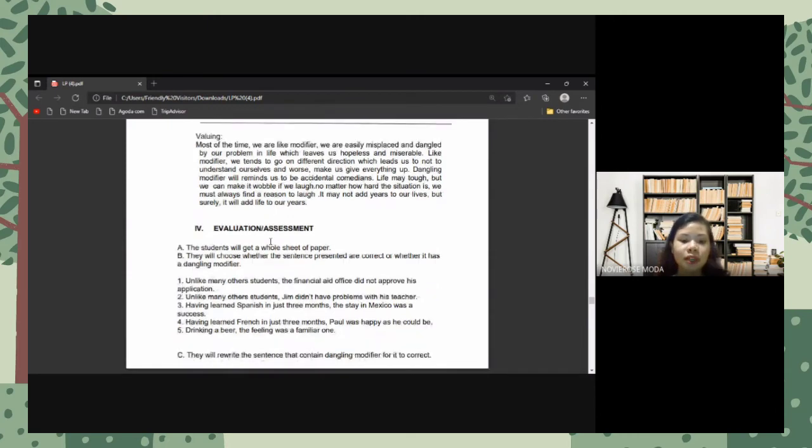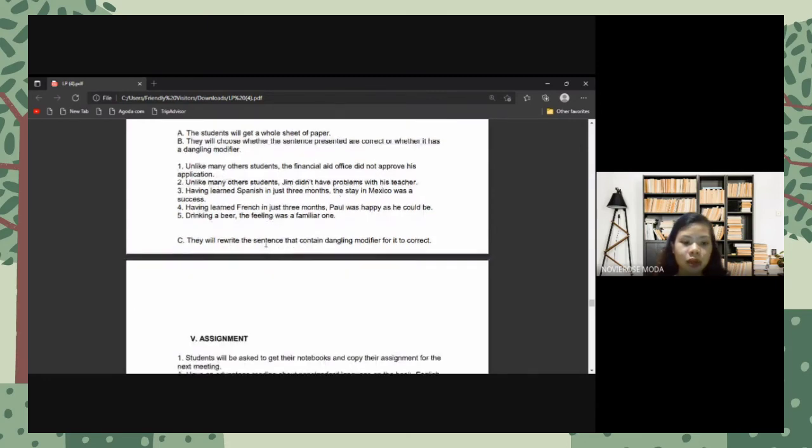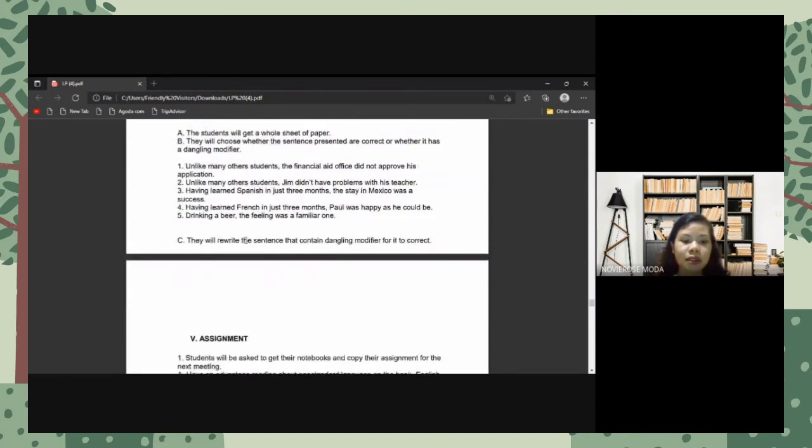So we have here the evaluations and the assessment for us to be able to measure the learning of the students. The teacher will get one whole sheet of paper. They will choose whether the sentences presented are correct or whether they have a dangling modifier. I provided four questions here. Then the students will rewrite the sentences that contain a dangling modifier to correct them.